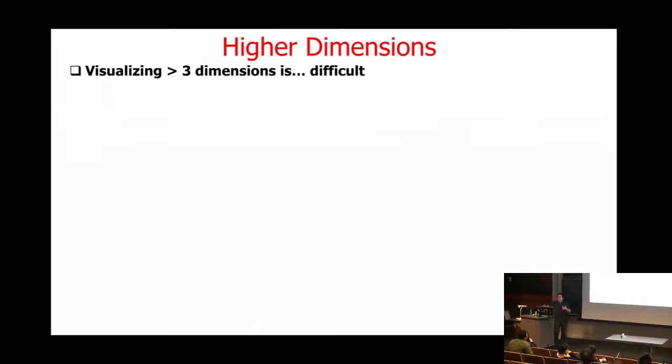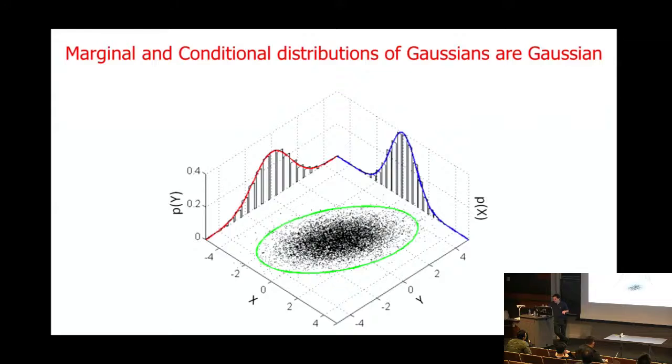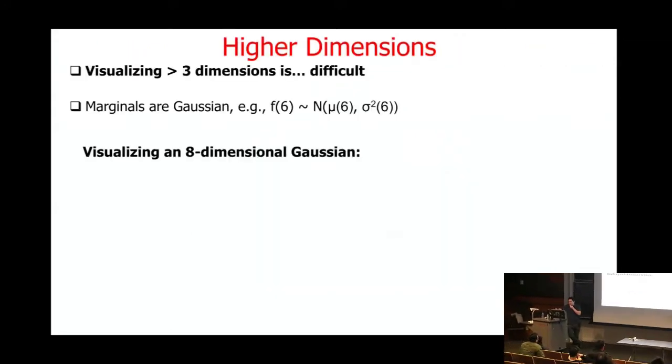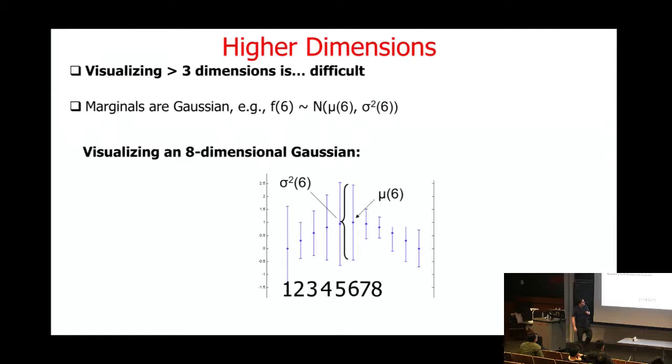Generally, I have difficulty with visualizing Gaussian distributions in more than 2 or 3 dimensions. So for example, if I want to visualize an 8-dimensional Gaussian distribution, I don't know how to do it, to be honest. What we can do is create an index set from 1 to 8. Those are the coordinates of an 8-dimensional vector. And for each coordinate, I can visualize the mean and the variance.